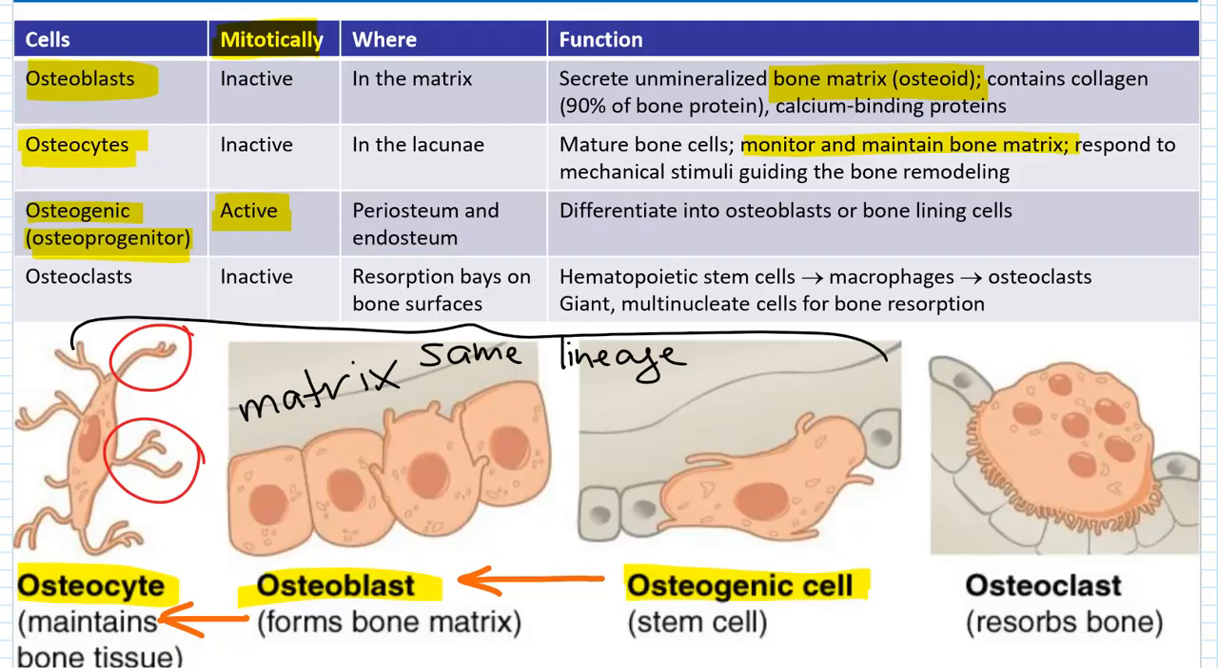Go ahead. So on the picture, is that the order that they're usually formed in? So you're talking about my arrows? Yeah. So think: an osteogenic cell develops into an osteoblast. The osteoblast produces matrix and eventually develops into an osteocyte. Okay.